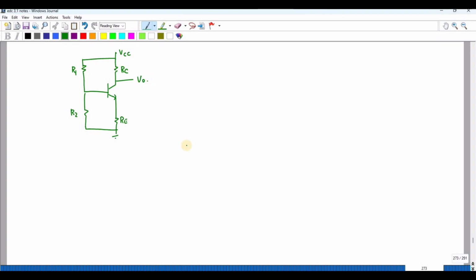This is your V0, right? So let me find the voltage at VB. How to find the voltage at VB? Applying the voltage divider rule, VB is equal to VCC into R2 divided by R2 plus R1. We know that VCC is 12, R2 is 4K, and R1 plus R2 is 12K. If I solve this, I will get 4 volt.